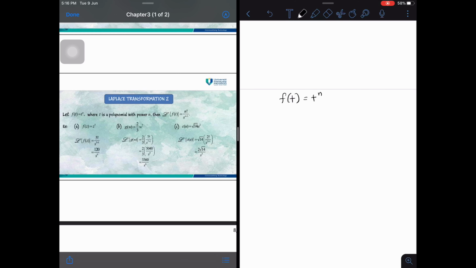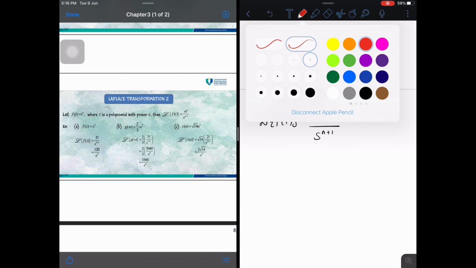The formula to find the Laplace transformation of f(t) is equal to n factorial over s to the power of n plus 1. So the important thing you need to know when you have a function in terms of a polynomial like this is the value of n. Then you can just substitute the value of n in the formula for the Laplace transformation.